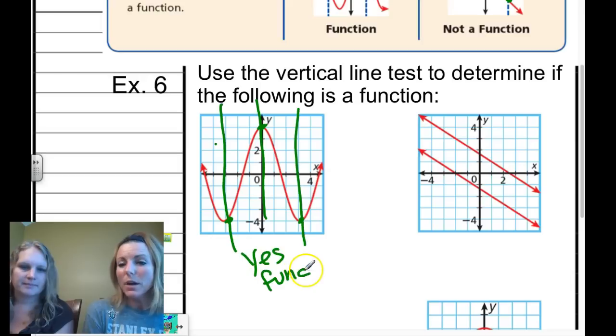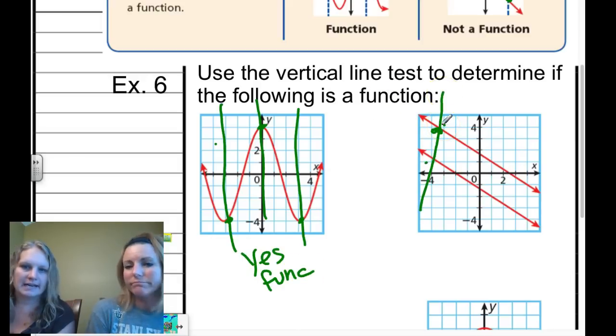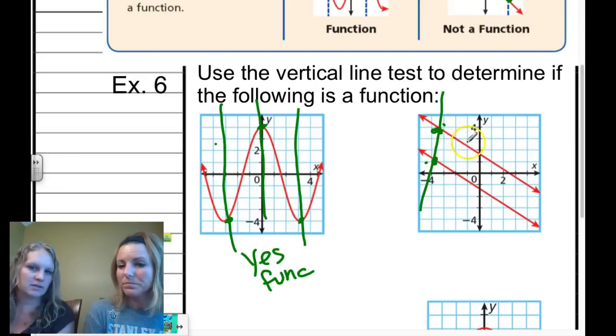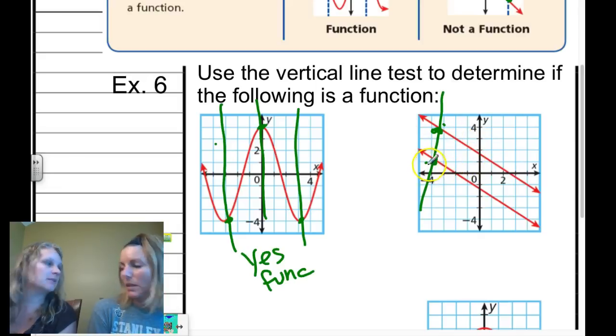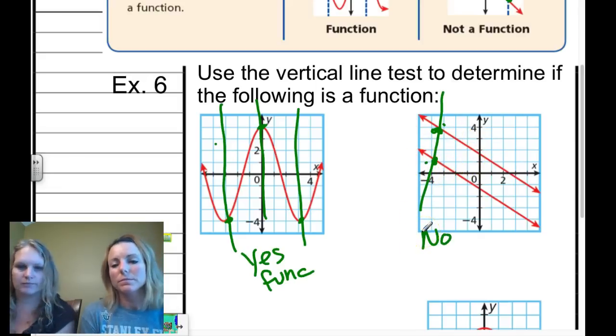All right. And on the next one, if I drew a straight line, oh, right away I see it touched here and here. We can stop. The answer is no. It doesn't matter that those lines aren't connected, but they're both red, so that means that was our graph. So this is a no.